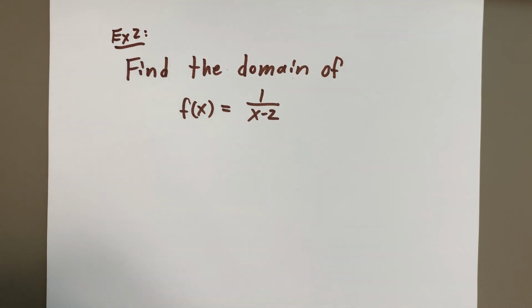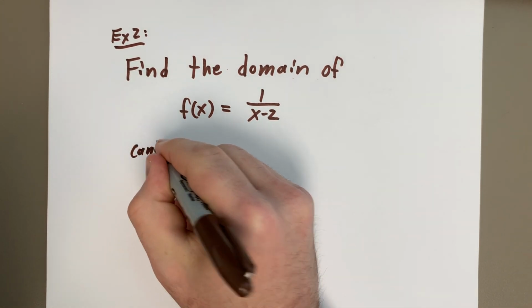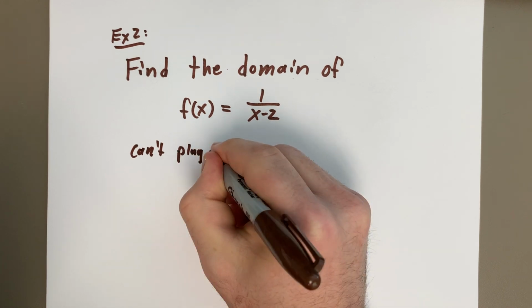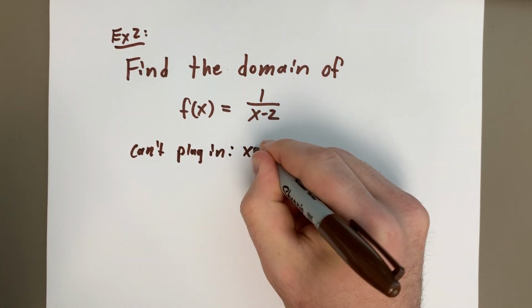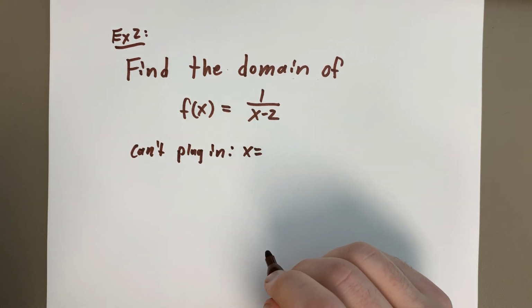So looking at this, again, we're looking for things that we can plug in that would cause division by 0. And we're looking for square roots of negative numbers or fourth roots of negative numbers or what have you. So in this case, since I don't see any radicals, odds are I'm going to get division by 0. So what sorts of things can I not plug in? Can't plug in x is equal to... Okay, so what could I plug in here that's going to cause a problem?